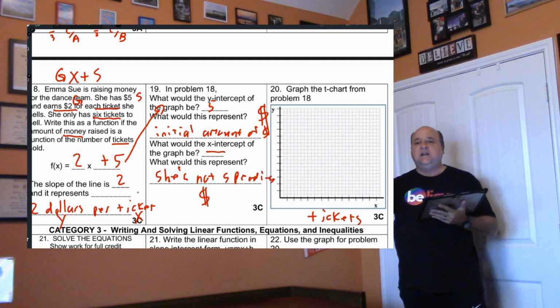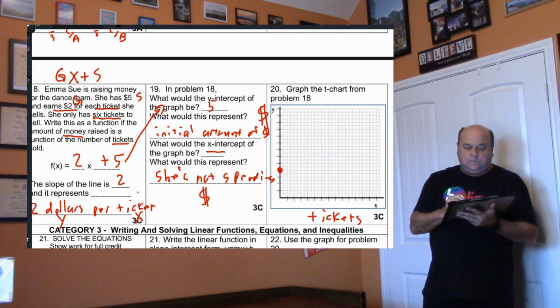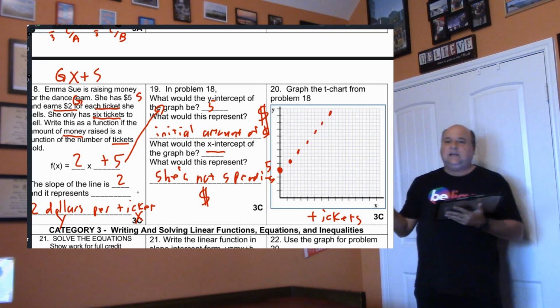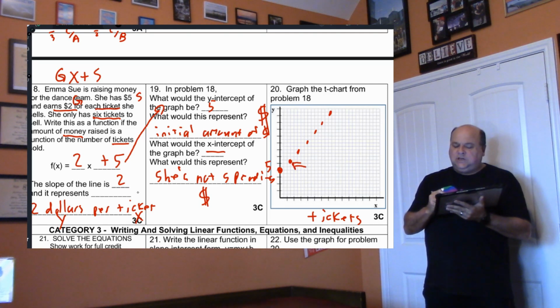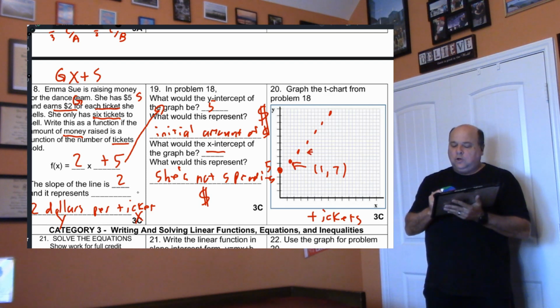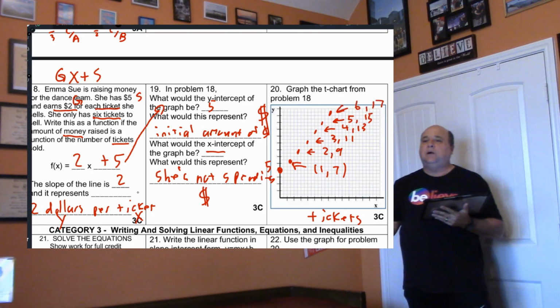Since she's not spending money, this graph's going to go up. So let's put the dot at the bottom. This would be 5, and then 1 ticket, 2 tickets, 3, 4, 5, 6 tickets. So if she sells 1 ticket, she's going to have $7. Every ticket she sells, she gets $2, right? 2 tickets would be 9. 3 tickets would be 11. 4 tickets would be 13. 5 tickets would be what? 15. If she sells all 6 tickets, she'll get $17, won't she?